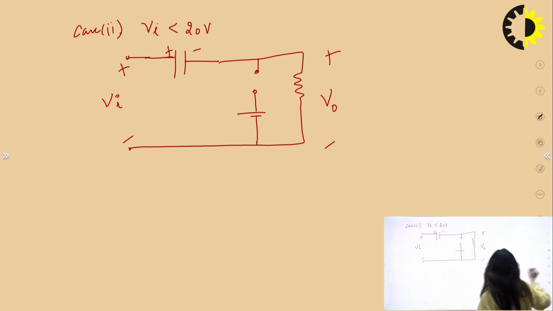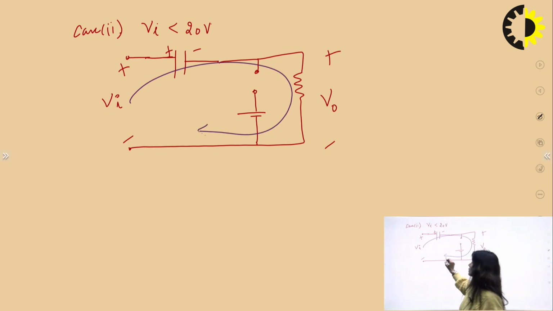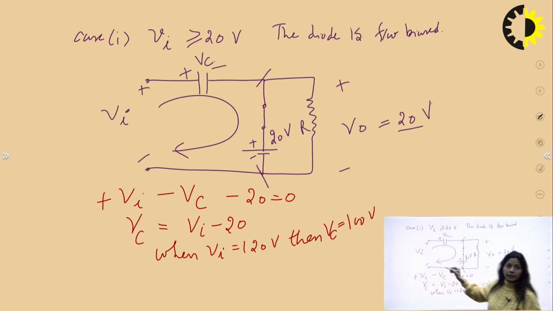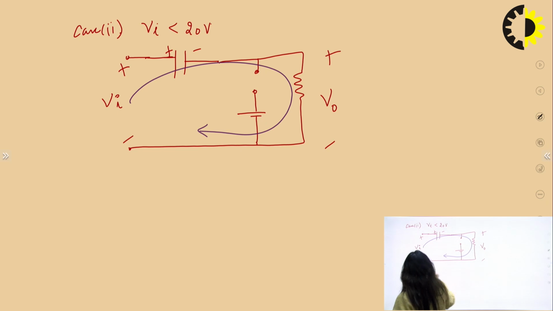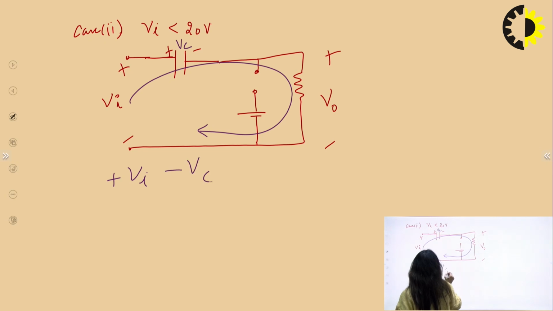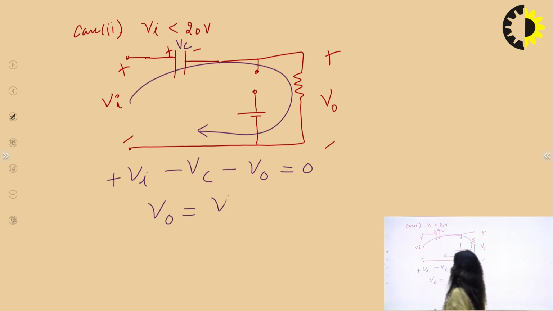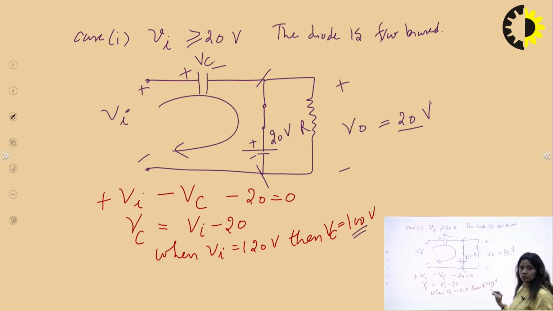Now we will apply the KVL in the outer loop. Earlier we applied the KVL in the inner loop. Now, after the diode is reverse biased, we apply the KVL in the outer loop. So in this loop, plus Vi, minus Vc, minus Vo is equal to 0. So Vo is equal to Vi minus Vc. The Vc has been charged to 100 volt.